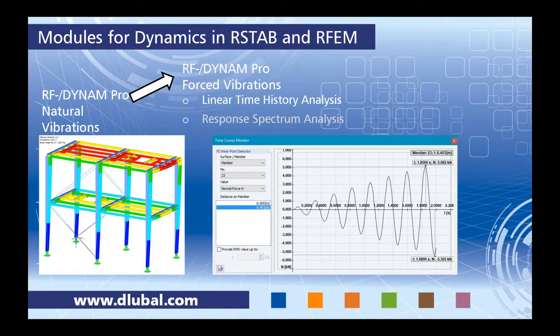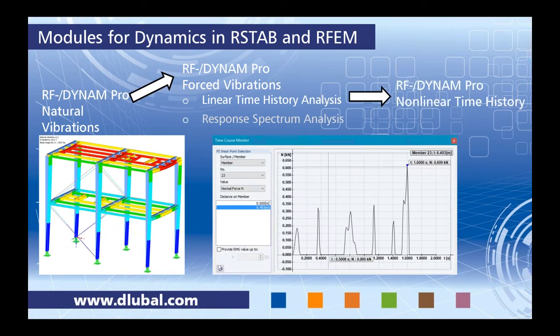From here, we can move on to DYNAM Pro Force Vibrations. Now this allows us to run a linear time history analysis within the program. You can see this graph here is a time course monitor. So this is for a tension-only member and we're viewing the normal forces for that member. Now, because this is linear time history analysis, you'll see both tension and compression forces within this tension-only member. Now, we can also perform a response spectrum analysis. We won't be getting into this portion today, but just to let you know that is available as well.